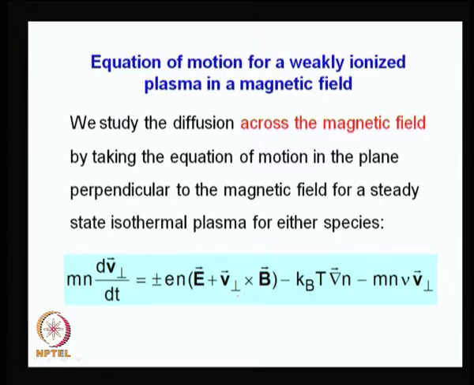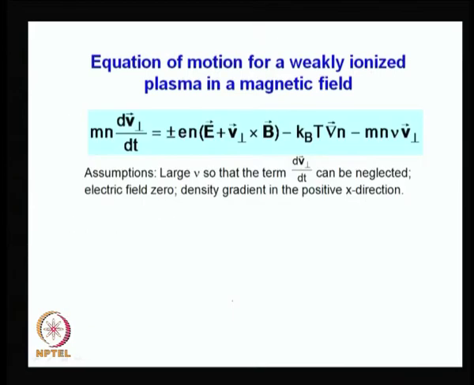Once again, we take the steady state isothermal plasma, and write down the equation of motion. It is written here: Mn dV perp upon dt is equal to plus minus En E plus V perp cross B minus kBT grad n, the density gradient, minus Mn nu V perp, the momentum loss. So, this is the equation of motion for the perpendicular component of the velocity.